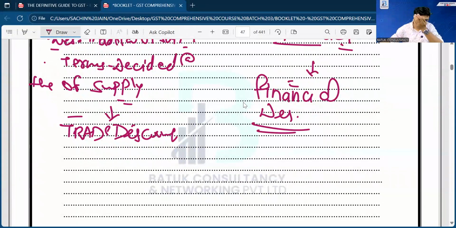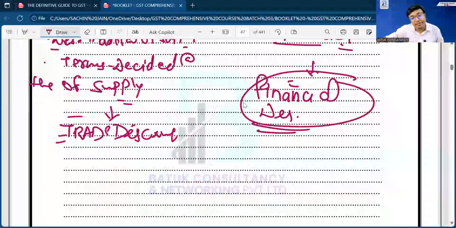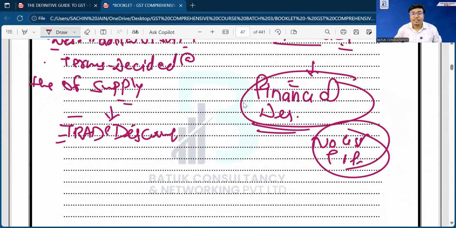Now you may say, sir, what is the purpose of these two types of discount? Why is there a classification of trade discount and financial discount? Sir, the trade discount, when you are giving, that discount will be given with effect of GST. And in case of financial discount, no GST effect will be given. No GST effect. Sir, I didn't understand. Can you please take one example?